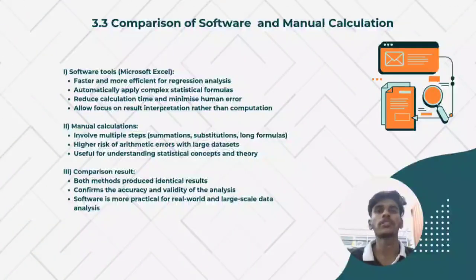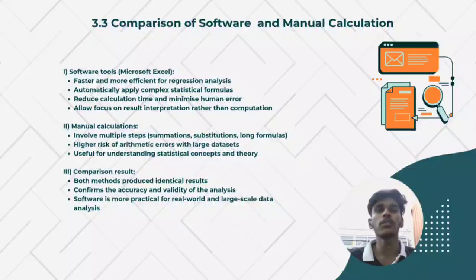Okay, let's see the comparison of software tool and manual calculation. Using statistical software such as Microsoft Excel significantly improves the efficiency and accuracy of regression analysis compared to manual calculations. These software tools automatically apply complex statistical formulas and can process large data sets within a short time. This reduces the time required for data analysis and minimizes human error. As a result, our team could focus more on interpreting the result rather than spending excessive time on repetitive mathematical computation with the help of Excel.